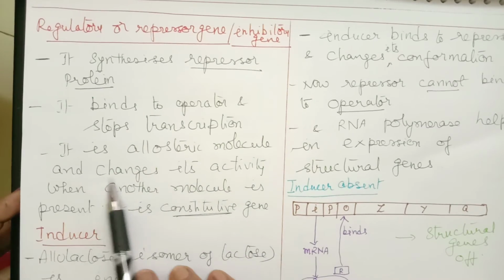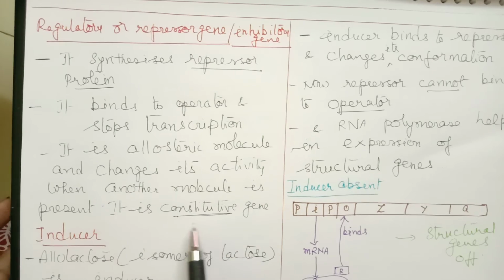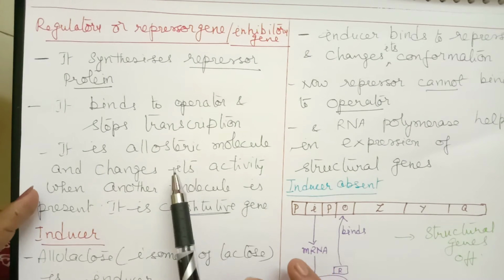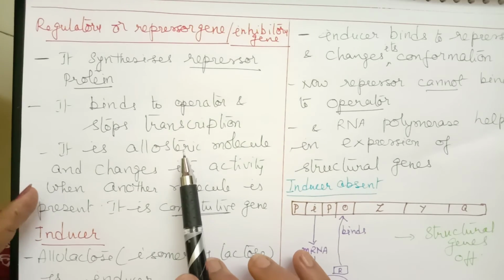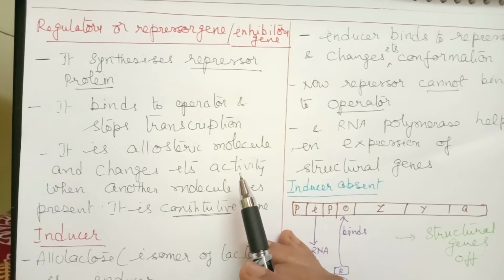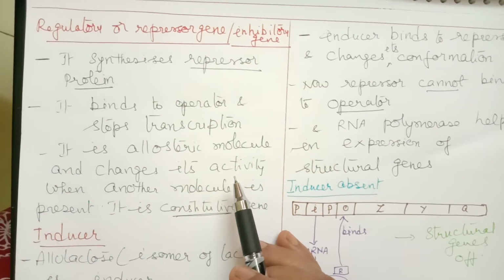It is an allosteric molecule and changes its activity when another molecule is present. So, this repressor protein, which is an allosteric molecule, if any other substance is present, repressor protein will bind to that substance, then it cannot bind to the operator.